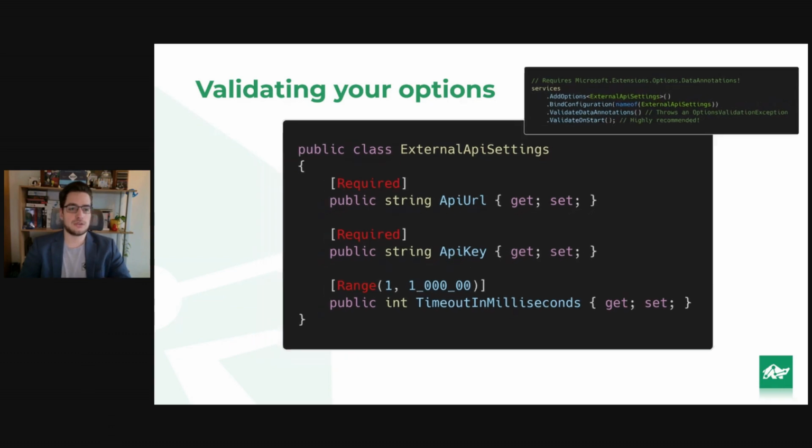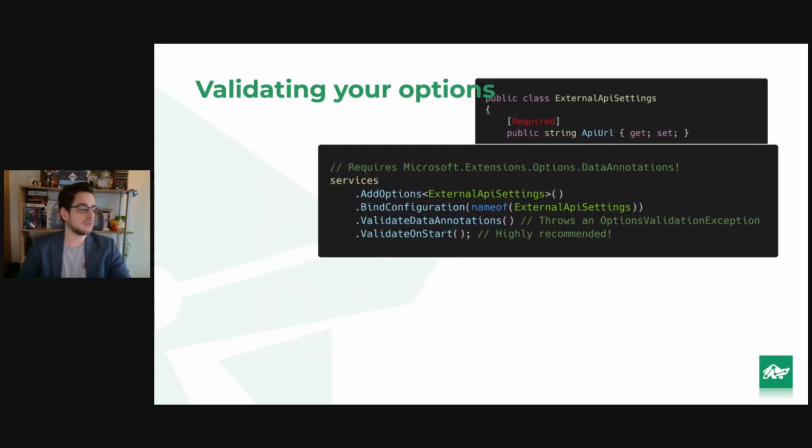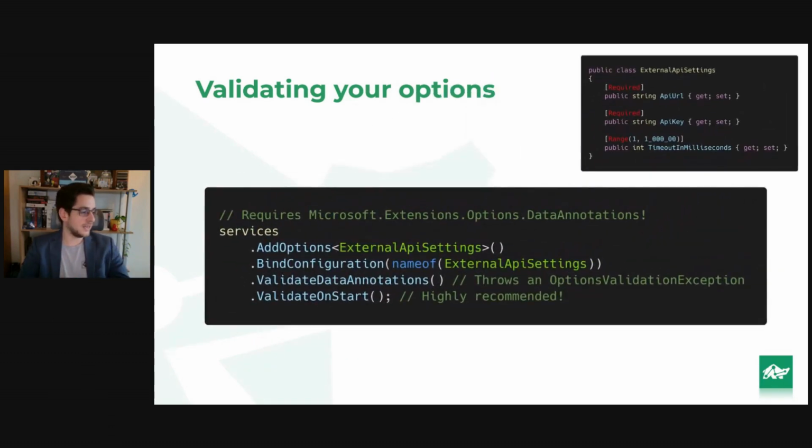Now, how can you use this? It's very simple. In your application, you could go ahead and say services.AddOptions with the external API settings. You can call BindConfiguration, and this would just handle passing in the configuration instance for you. And now you can call ValidateDataAnnotations and ValidateOnStart.